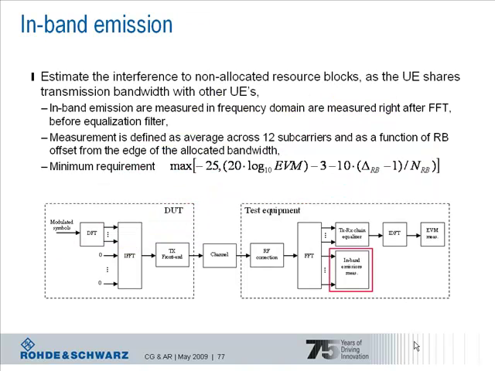One new measurement specified with LTE is in-band emission. With the in-band emission measurement, the interference to non-allocated resource blocks is estimated. You can think of it that in the uplink you have, for example, a 20 MHz channel equal to 100 resource blocks, and not all of those 100 resource blocks are assigned to the UE. Let's assume 20 resource blocks are assigned. So with the in-band emission, we check the impact of our UE on the resource blocks which are not assigned for transmission. So this is a very important measurement to check our UE's impact.